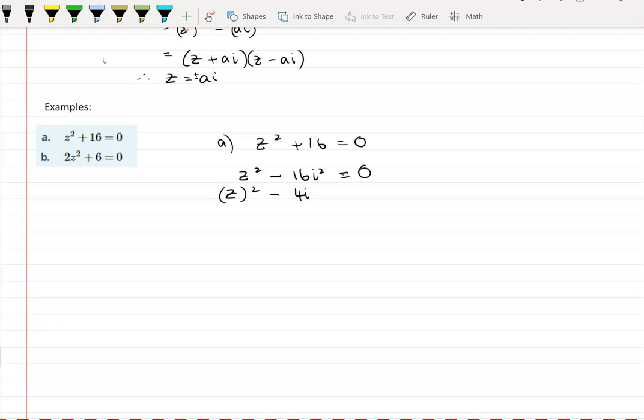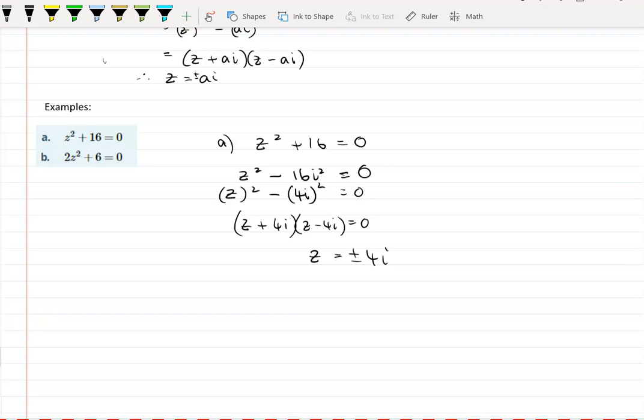So we're going to have z squared minus 4i all squared equals 0. So we're going to have z plus 4i, z minus 4i equals 0. And because that's equal to 0, the Null Factor Law says that z is going to be equal to plus or minus 4i.